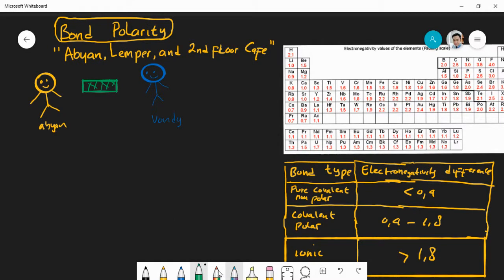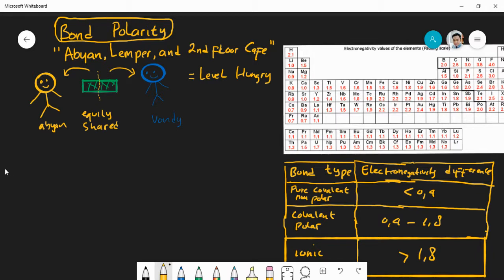They stare at each other, wondering how to do this, because both of them are at the same level of hungriness. They both haven't had their breakfast and they also forgot their lunchbox. So because they have the same level of hunger, they decided to just cut this lemper in half, 50%, 50%. 50% goes to Abian and 50% goes to Fondi. This is what we call equally shared.